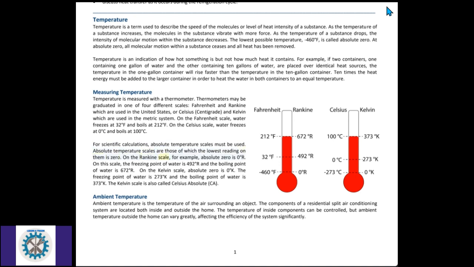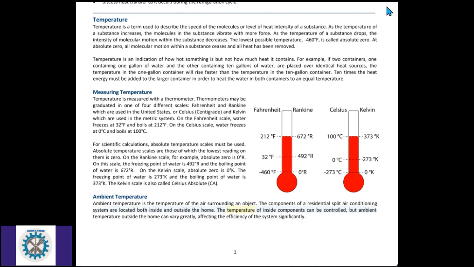For scientific calculations, absolute temperature scales must be used. Absolute temperature scales are those of which the lowest reading on them is 0. On the Rankine scale, for example, absolute 0 is 0 degrees R. On this scale, the freezing point of water is 492 degrees R and the boiling point of water is 672 degrees R. On the Kelvin scale, absolute 0 is 0 degrees Kelvin. Freezing point of water is 273 degrees Kelvin, and the boiling point of water is 373 degrees Kelvin. The Kelvin scale is also called Celsius absolute, Ca.